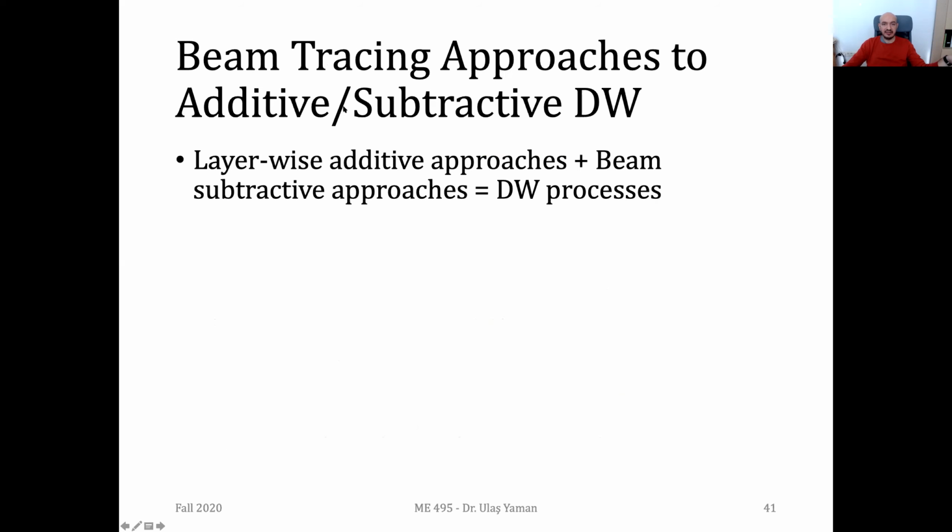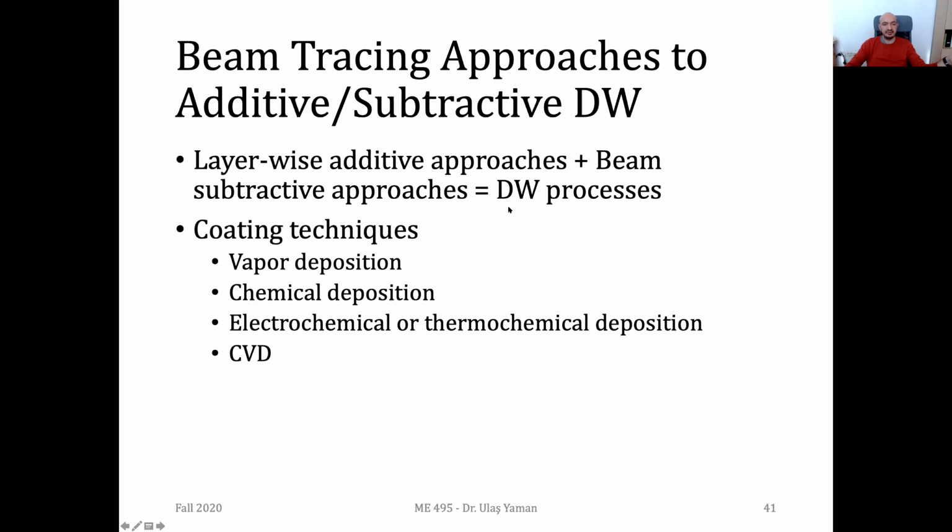And then we have another direct write technology. This is called beam tracing. And it's a kind of hybrid approach. We have additive and subtractive parts. So that's why we call it a hybrid approach. And in this case, we have a layer-wise additive approach. And then with the help of the beam, we do a kind of subtractive process.